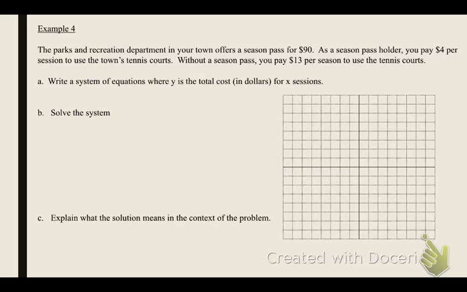So let's talk about if you have a season pass. Well, I'm going to say y, because that's the cost, equals, you pay $4 per session, so 4x plus the initial fee of $90. The second one is if you don't have a season pass, your total cost is y equals, you pay just $13 per session. This word should be session, not season. Doesn't make sense. All right, now we need to solve this system, so we're going to do it by graphing.